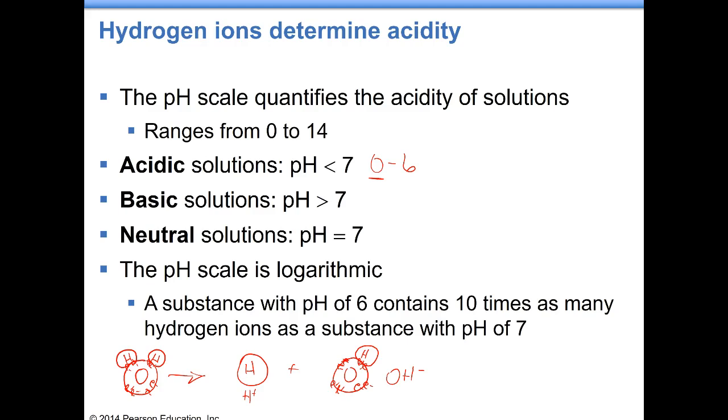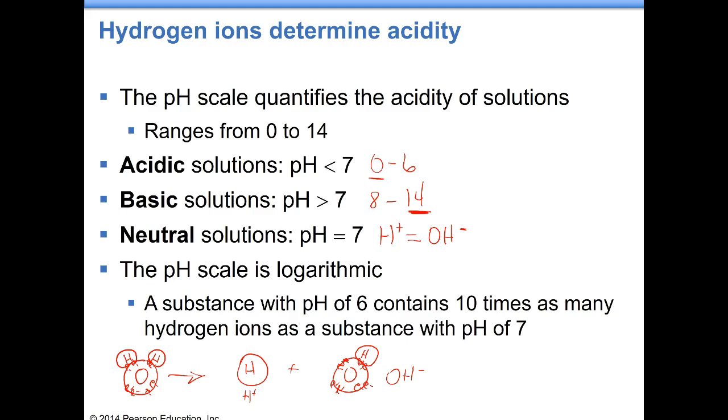Basic solutions, on the other hand, are going to have more hydroxide ions, and they are on the pH scale greater than 7. So they're going to be going from 8 to 14 on the scale. And this time, the more hydroxide ions we have, we're going to be closer to 14. The fewer hydroxide ions we have, we're going to be on the side of 8. 7 is considered neutral because it is equal in the number of hydrogen ions and equal in the number of hydroxide ions. So that's what pH is.